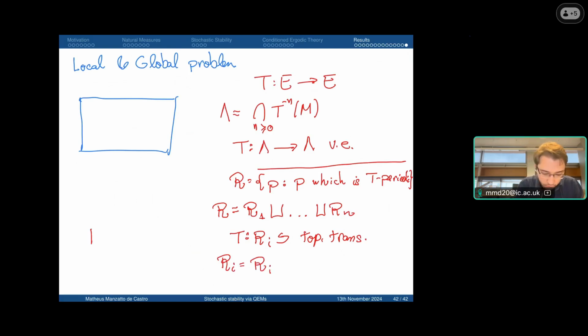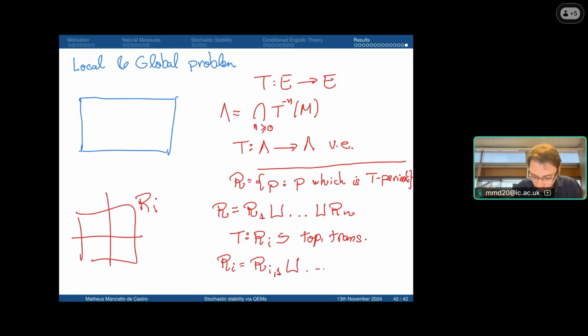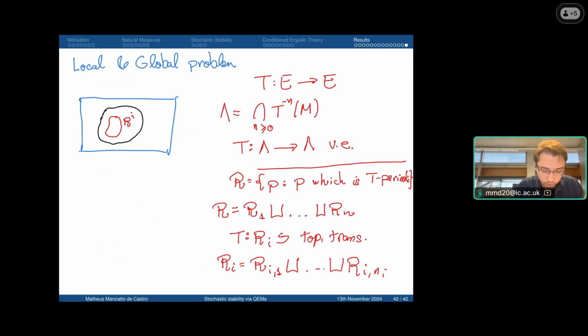You can further decompose each R_i into R_1 to R_{i,n}, such that you have a cyclicity here. And if you take the correct power, you are mixing on each of these parts. So the local problem that we call in the paper is just taking a neighborhood of these R_i's. This is not really problematic to solve.